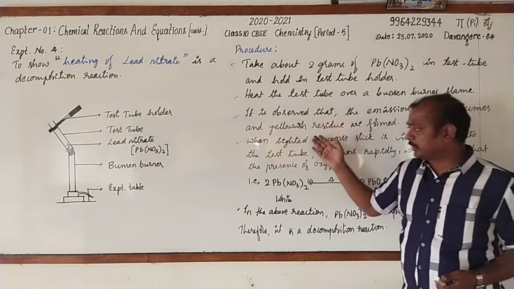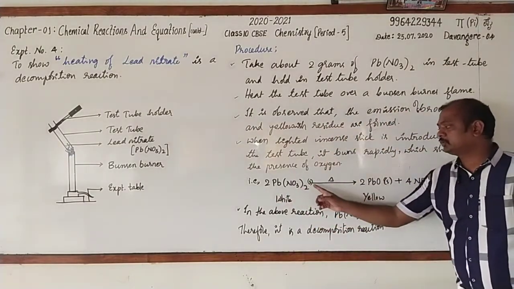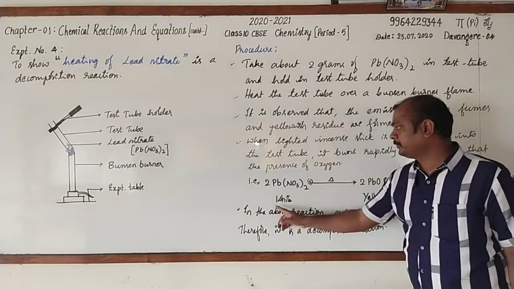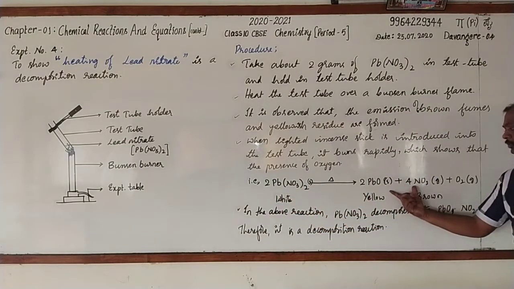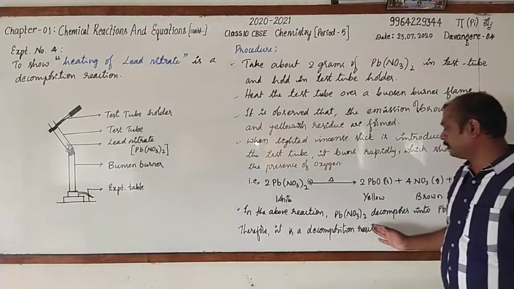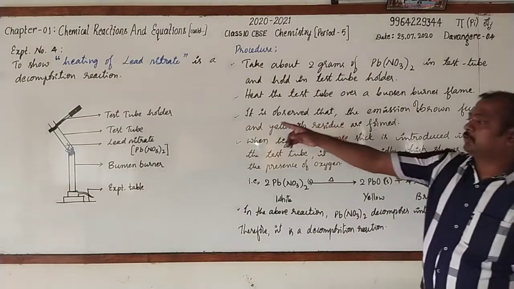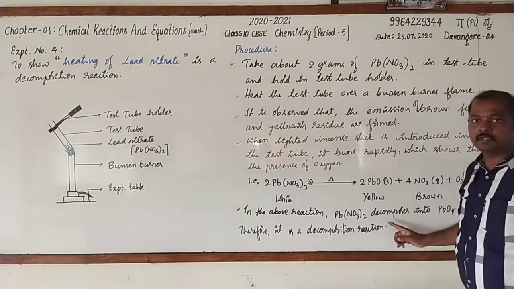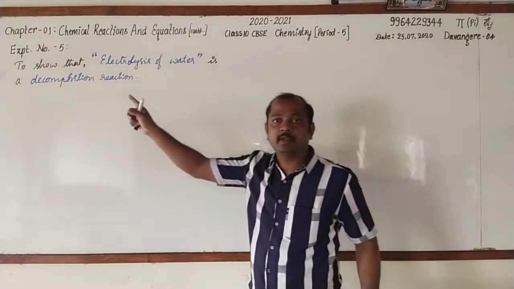And to represent this chemical reaction, we have written the equation. Pb(NO3)2 gives rise to PbO plus NO2 plus O2. Here in this reaction, one substance gets split up into 3 more substances. Therefore, it is a decomposition reaction. Hope that you have understood. You have already copied that. Now you are going to write the procedure from here to here. Yes, copy this. Dear students, now we are moving to experiment number 5.